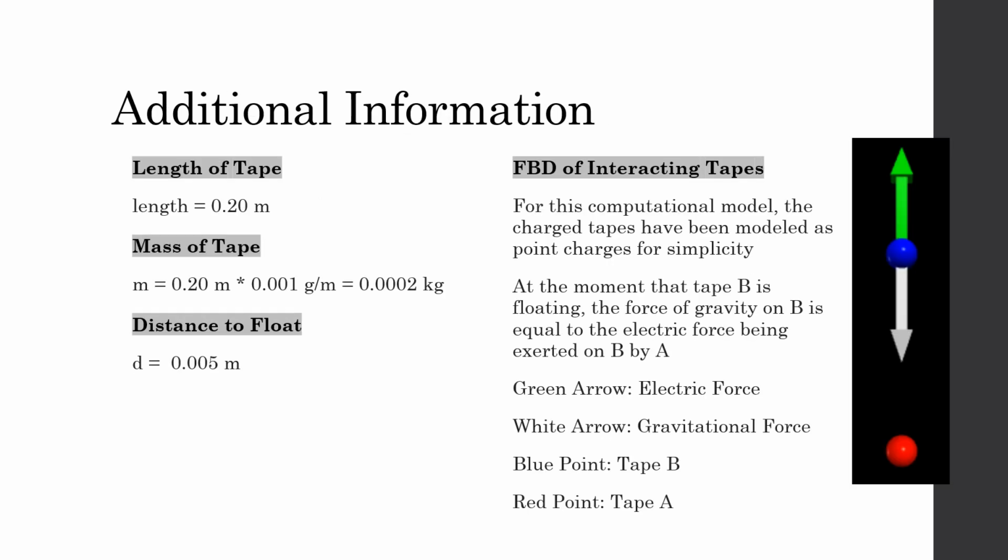Here's some information that we're also going to need to know to compute those equations. The first is that the length was 20 centimeters. Second was that the mass of this tape was 2 times 10 to the negative 4th kilograms. And third was that the observed distance to float was 0.005 meters between A and B. Also, on the far right, you can see an FBD of the red point, which is tape A, and the blue, which is tape B, and this shows the forces on tape B at the moment that it starts to float.